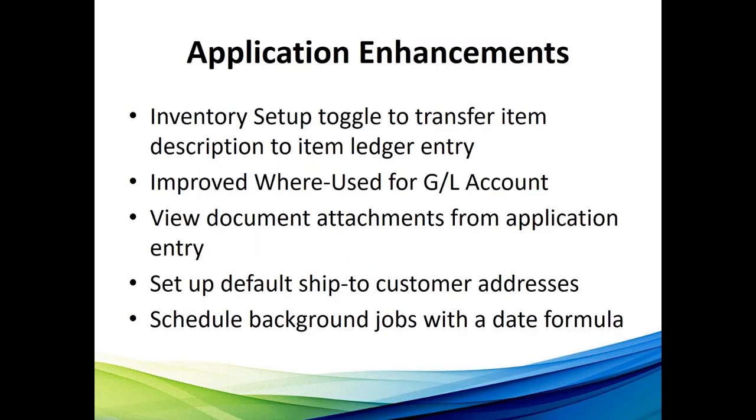Inventory setup has some new toggles. So the toggles are the on-off switches. So there's now a toggle to transfer item description to an item ledger entry. So traditionally, of course, you can decide on what you want as the description to be posted to a line, because it was more of a system-driven description oftentimes. Now you can actually say, hey, transfer the item description instead of some of the posting information if you choose.